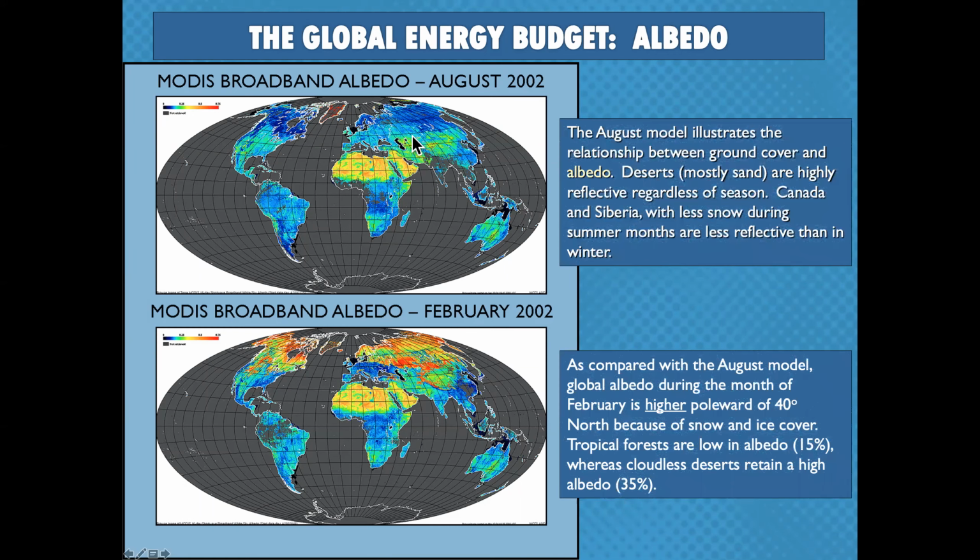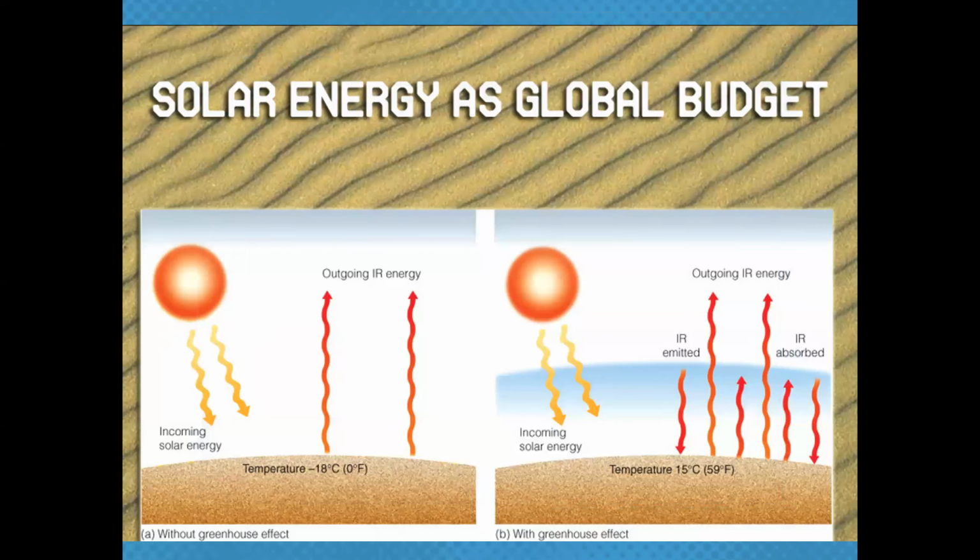You can look at these on your own, but just to give you a sense of what doesn't really change, it would be deserts. So here's the Sahara Desert or Saudi Arabian desert. It doesn't really matter what time of the year it is, August or February, it is still very reflective because it is made up of bright material, sand.